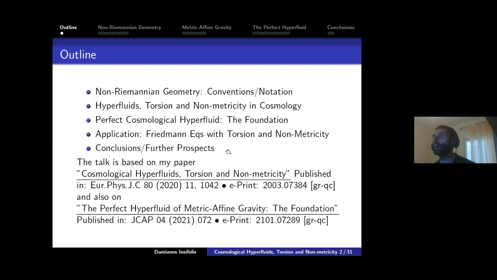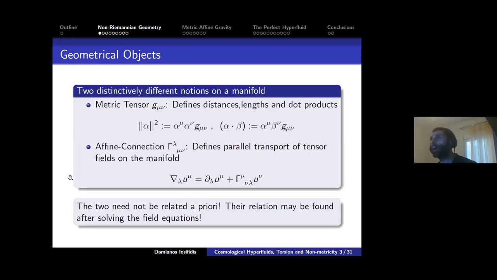So this talk is based on these two papers. So let's start. As we know, given a manifold, we can introduce two things on it. The first one is the metric tensor, which helps us to define distances, measure distances, and also define dot products, etc. And we also have another object which is distinctly different, and this is the affine connection, which allows us to define parallel transport and compare vectors and tensors that live in different tangent spaces.